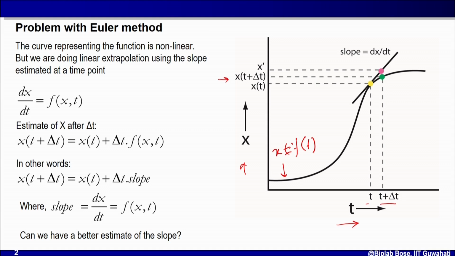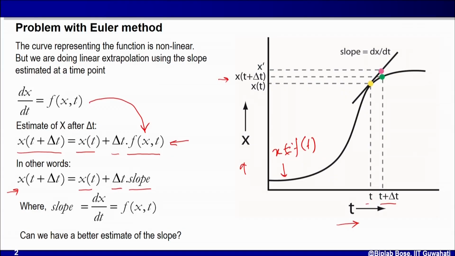In Euler's method, you are estimating the value of x at t plus delta t using this relationship. X at t plus delta t is equal to x at time t plus delta t into function of x and t. Where have you got this function? You have got this function from the differential equation. Now in other words, x at t plus delta t is equal to x at time t plus delta t and slope. Because remember, the derivative of a function at a particular point is nothing but the slope at that point.